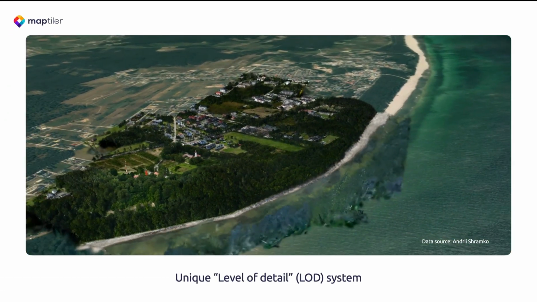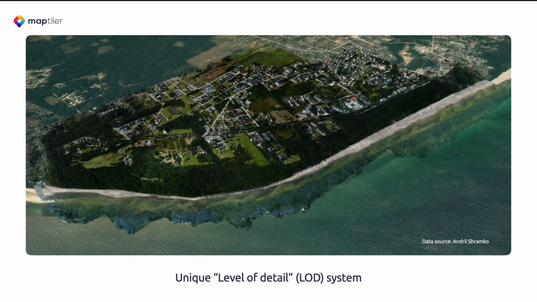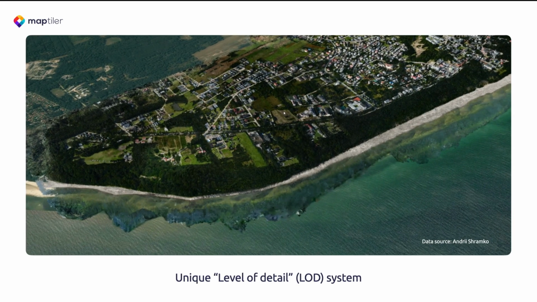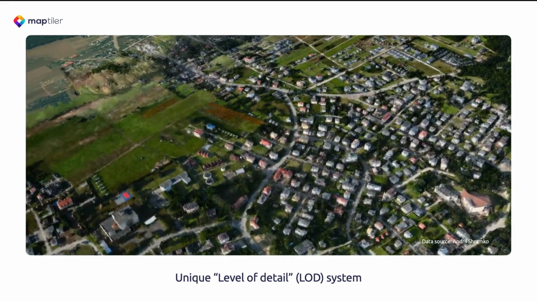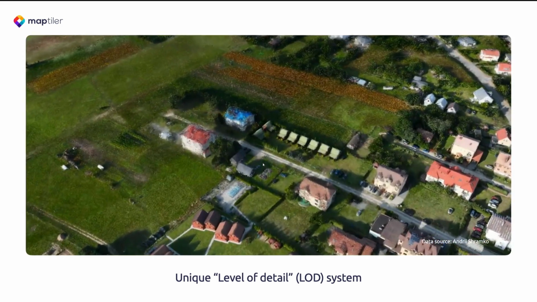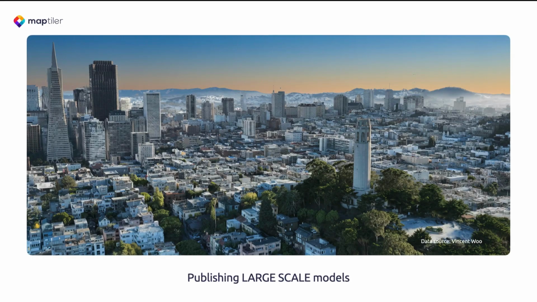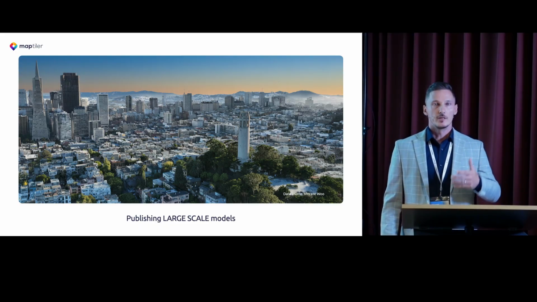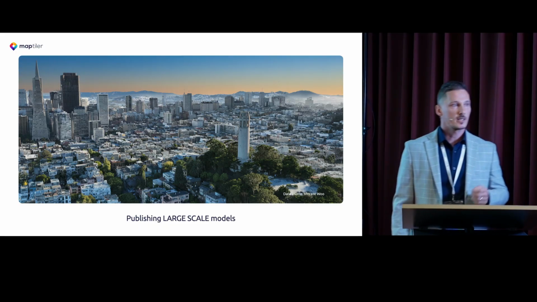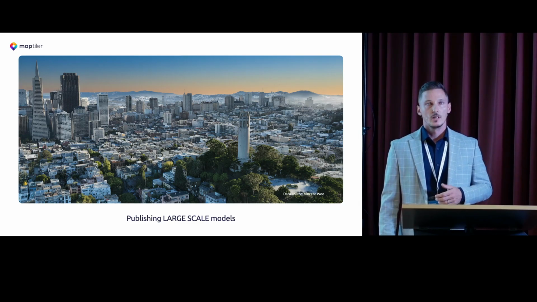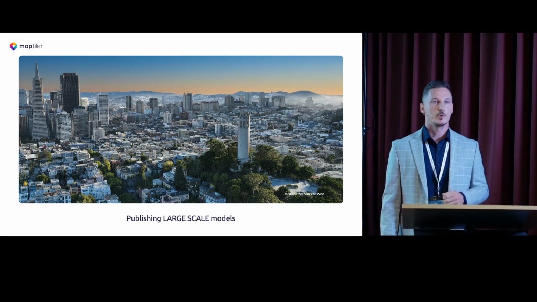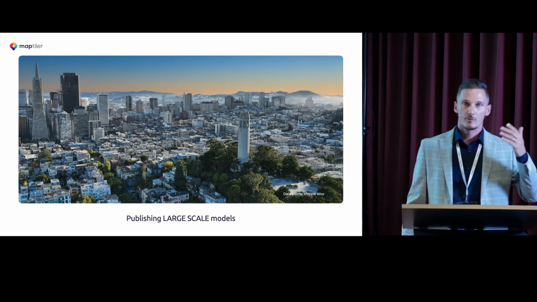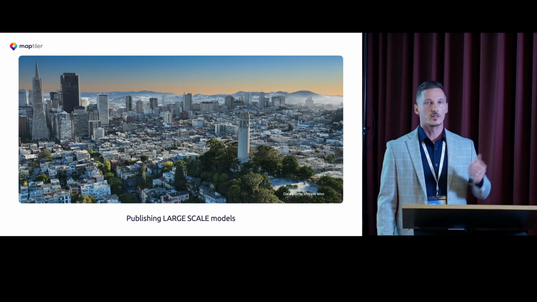GeoSplats have a unique level of detail system. It's specifically designed for Gaussian splatting and optimized for web publishing. Here you can see how the tiles are loaded as we pan and zoom the map. Publishing a huge number of splats in a web browser in real time requires a completely new approach. Our splat renderer is the first built entirely on the new WebGPU standard, which delivers far greater performance than the older WebGL.